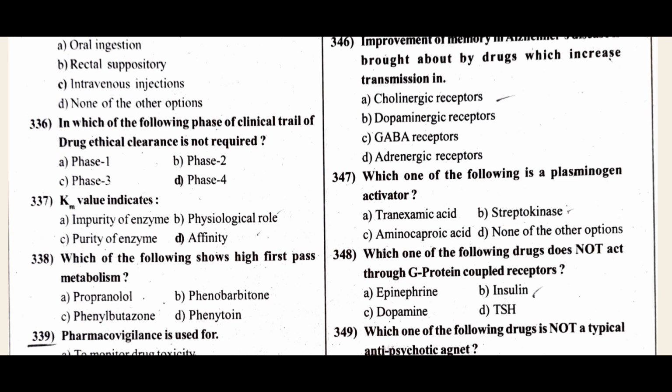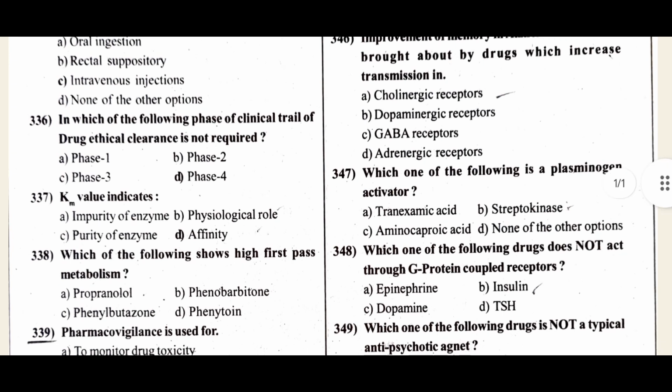Next, in which of the following phase of clinical trial of drug ethical clearance is not required? Option A phase 1, option B phase 2, option C phase 3, option D phase 4. The correct answer is option D, phase 4.